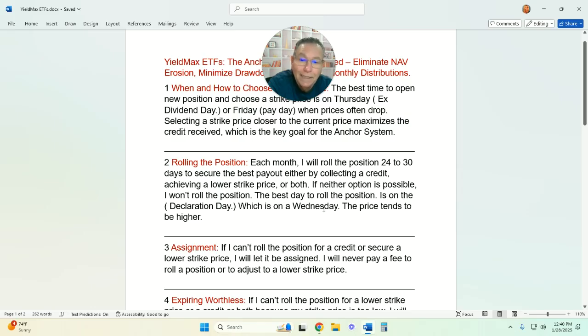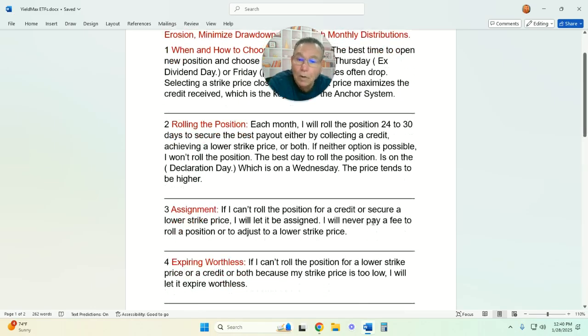The best day to roll the position is on the declaration day, which is on a Wednesday. The price tends to be higher, okay? So Wednesday is the best day to roll them because the price goes higher and then you could get a bigger premium, okay? Now, let's move to the other one.